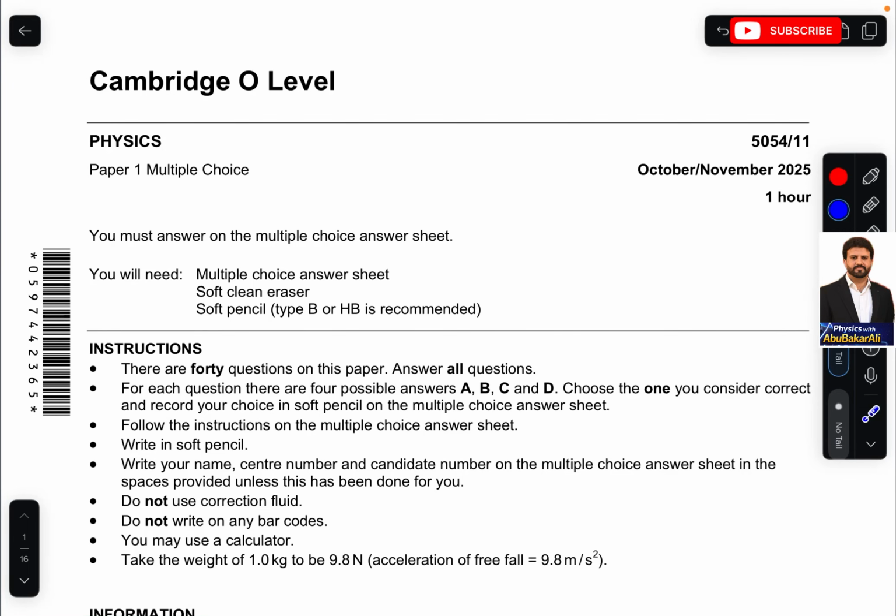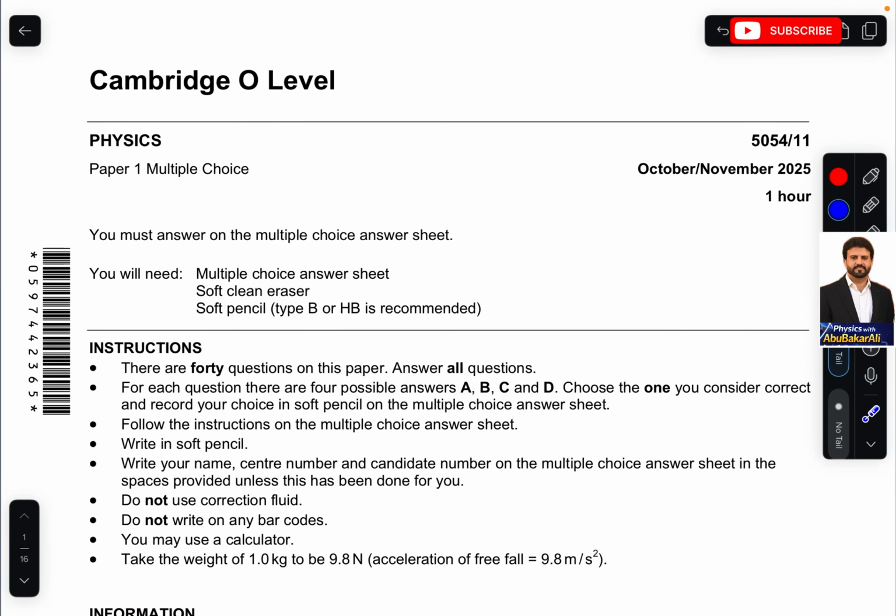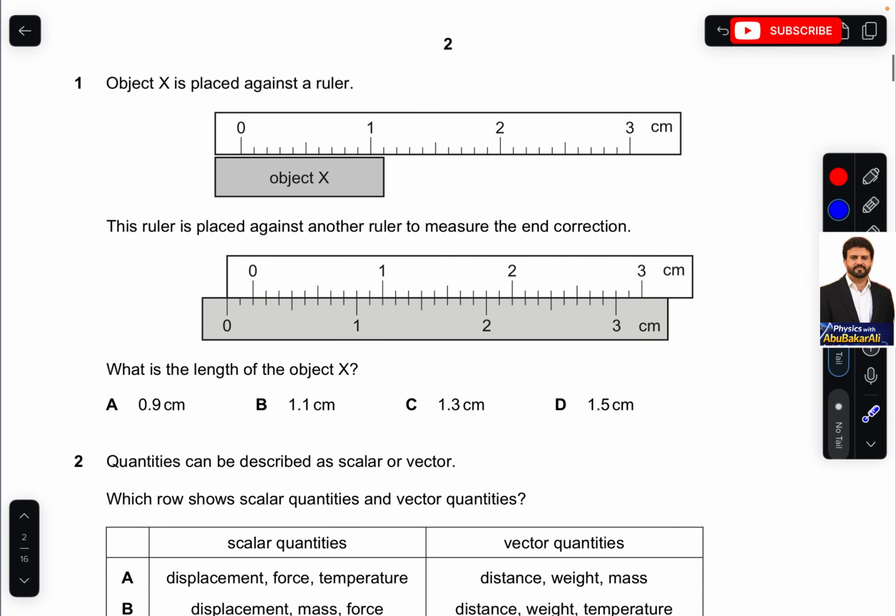Today we are going to solve O-level paper. It's variant 1-1, October, November 2025. Let's start with the first question. Okay, so what they are saying in first question is an object X is placed against a ruler, and they are showing you in the diagram. This ruler is placed against another ruler to measure the end correction.